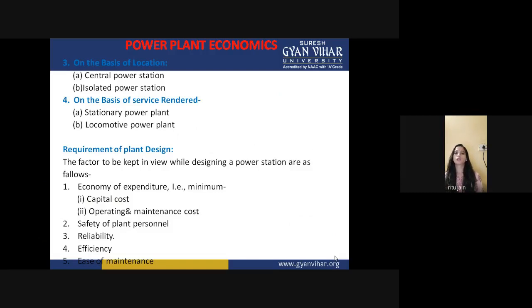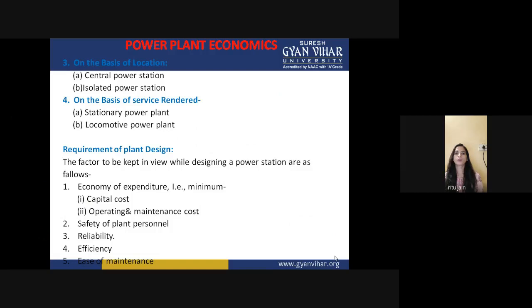Next one is your safety of power plant personnel, like the persons who are working in the power plant. There are many chances to get injured or for something bad to happen with the workers who are working in the power plant. So first we have to look after the safety of those people who are working in the power plant.